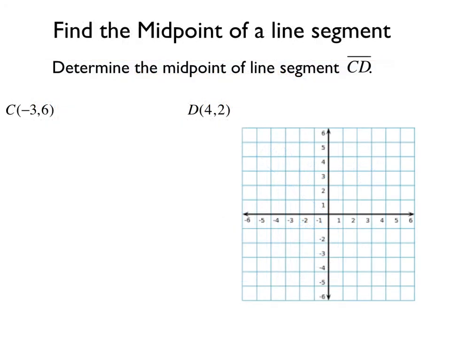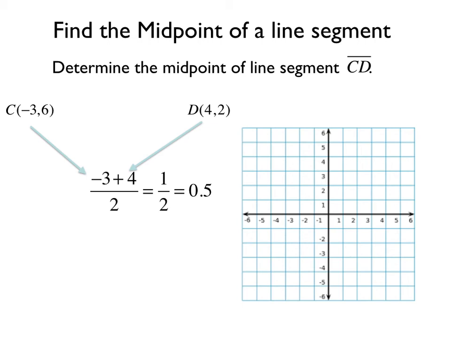So let's apply the formula with this example. We're asked to find the midpoint of line segment CD with the coordinates given. Let's start with the average of the x-coordinates. We're going to find the value that is right in the middle between -3 and 4. So we're going to average them. We're going to add them together and divide by 2. And we get 1/2 or 0.5 as the x-coordinate of the midpoint.